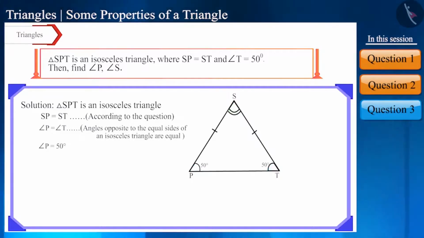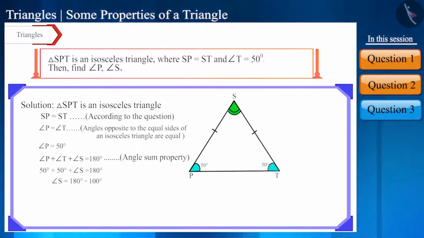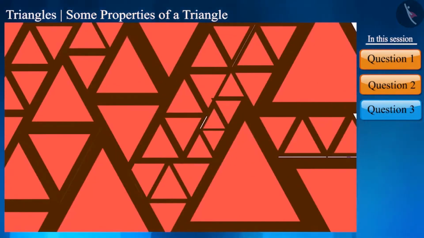And we know that the sum of the three angles of a triangle is 180 degrees. We can write it in this way. In this, we know the value of angle P and angle T. Here, by substituting these values, we can find the value of angle S, which is equal to 80 degrees.